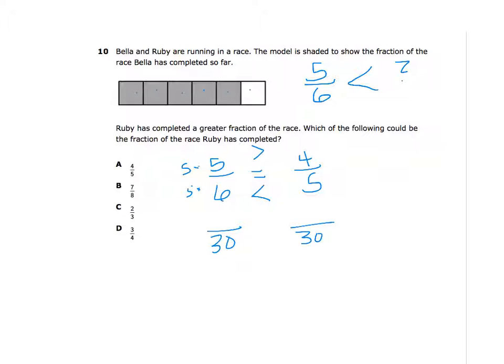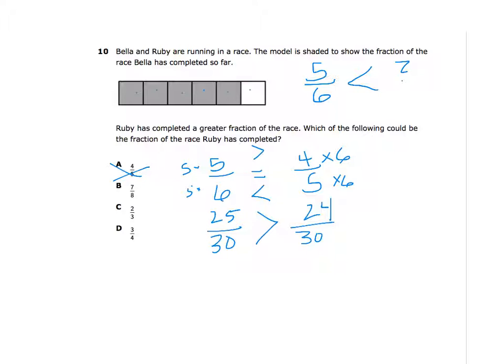5 times 5 is 25. And here I have 5 times 6 is 30. And whatever you do to the bottom, you must do to the top. 4 times 6 is 24. So 5/6 is greater than 4/5, because the equivalent fractions when they're 30, 25/30 is greater than 24/30. So 4/5 is not the answer.